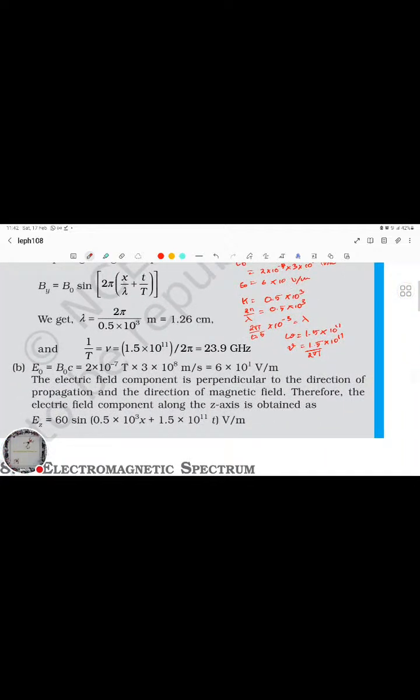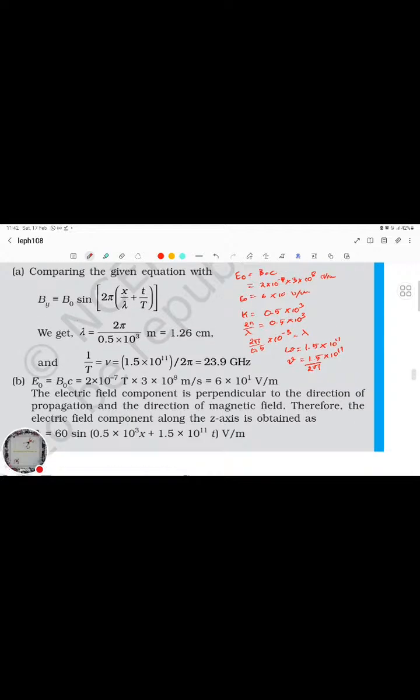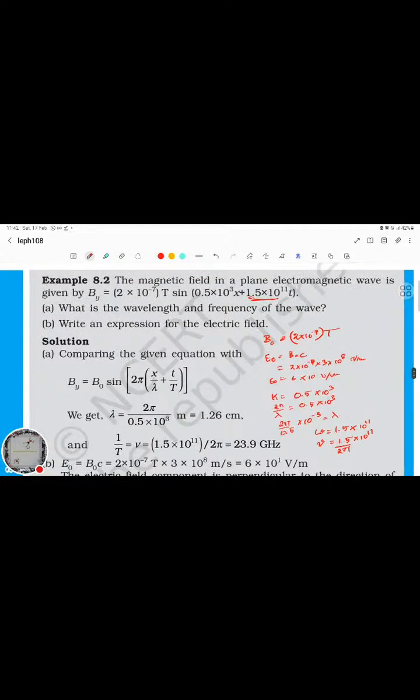So 60 sine 0.5 into 10 power 3 into x. The electric field component is perpendicular to the direction of propagation and the direction of the magnetic field. Therefore, the electric field component is along the z-axis, so it should be perpendicular to the movement.